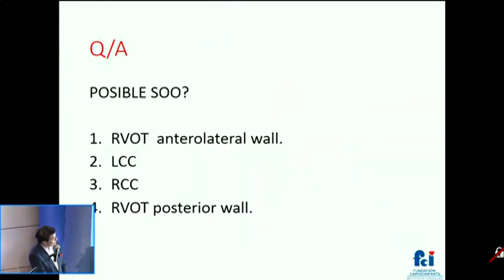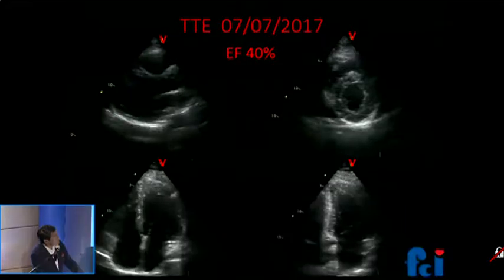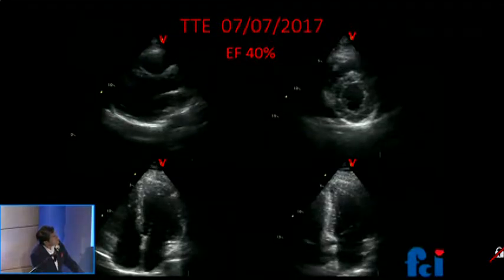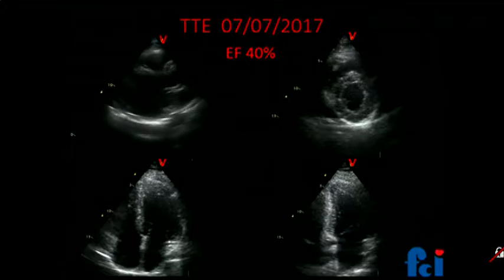Okay, so let's continue after casting our votes. The patient underwent a Holter, as we discussed previously, with very frequent ventricular ectopy with a 45% load. We did the ECG. This is the result of the echocardiography.